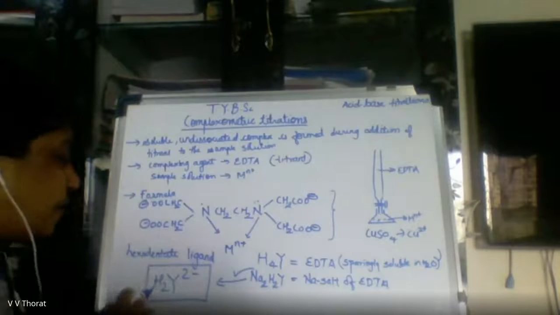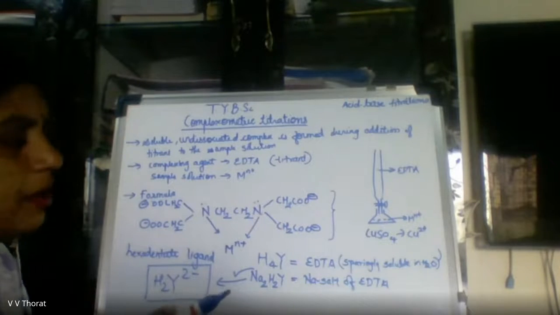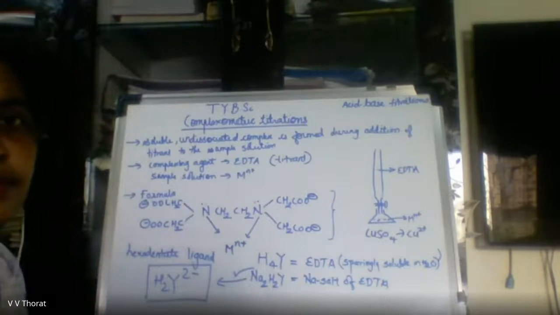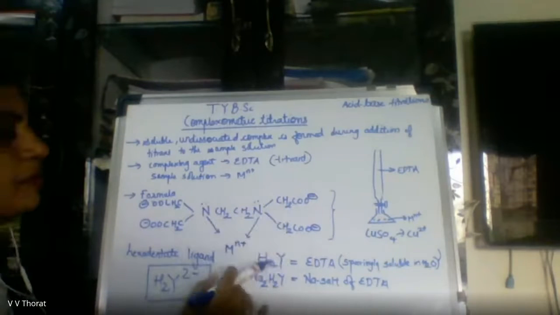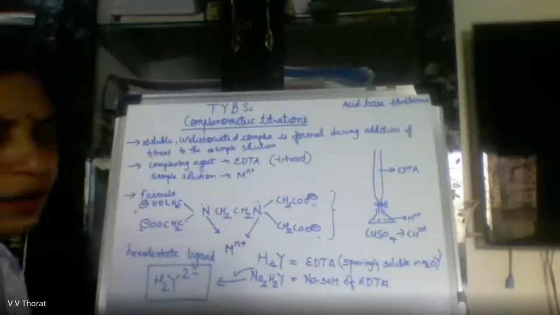H2Y2 minus, if I write, what is it? Okay, Sagar, we'll go back again. Tell me, what is H4Y? EDTA. Yes, full EDTA. Instead of writing this big structure, I will write it as H4Y because it has four hydrogen atoms which can be dissociated.